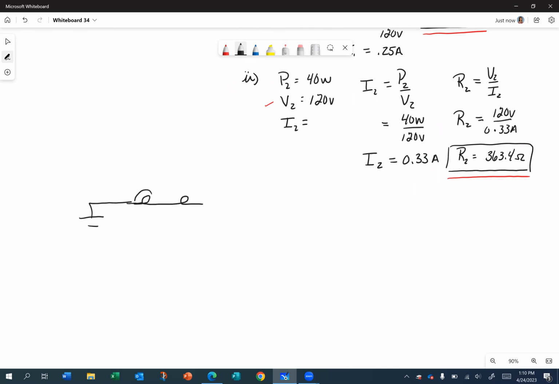So we have our 2 bulbs in series. This one having a resistance of 480 ohms and 363.4 ohms. We're still using 120 volts, but since they are in series, remember, the voltage splits up. So they're not going to get that amount of voltage. These are going to be dimmer. So they're not going to operate at the full 30 watts or 40 watts.